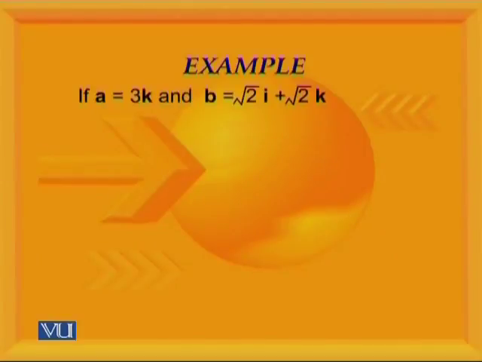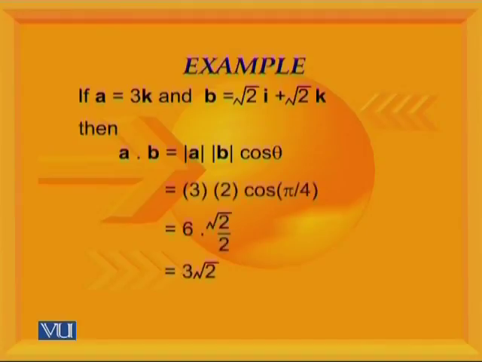Here we have a vector A which is equal to 3k, and the vector B which is equal to square root 2 i plus square root 2 k. Then A dot B is equal to magnitude of A, magnitude of B, cosine of theta, and that is equal to 3 into 2 cosine pi by 4, which is equal to 6 square root 2 divided by 2, which is equal to 3 under root 2.